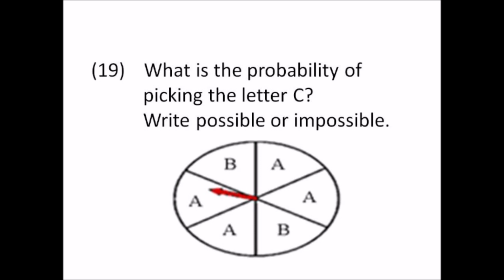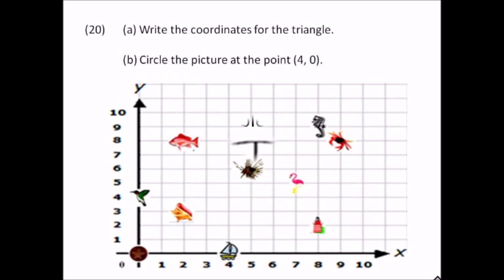Number 19. What is the probability of picking the letter C? Write possible or impossible. Easy. You have a choice. Possible or impossible. And you're dealing with probability. Put an answer. You should have done that already. Straightforward and simple. Look at the letters on the wheel and see what's the probability of picking the letter C. Possible as the answer or impossible as the answer.